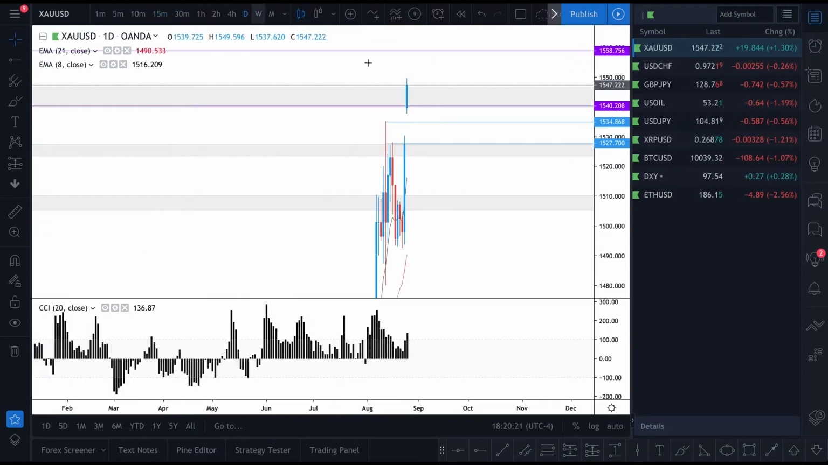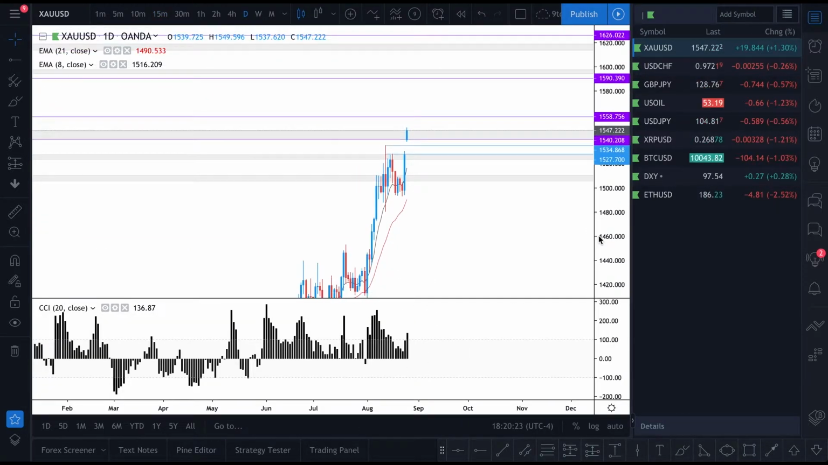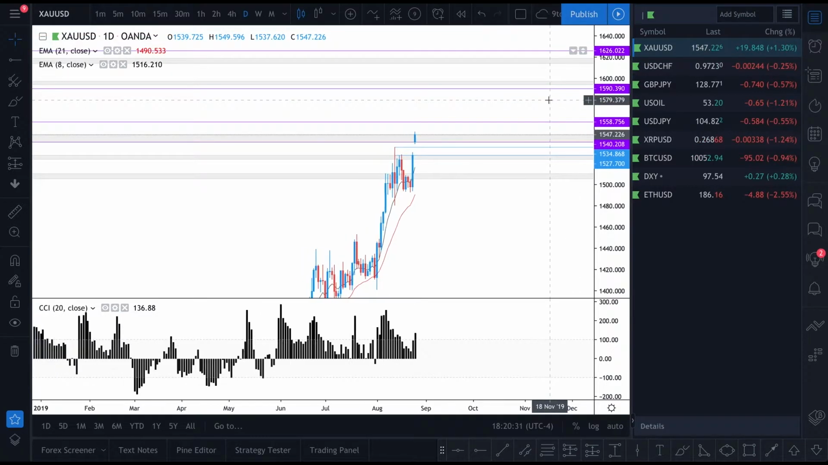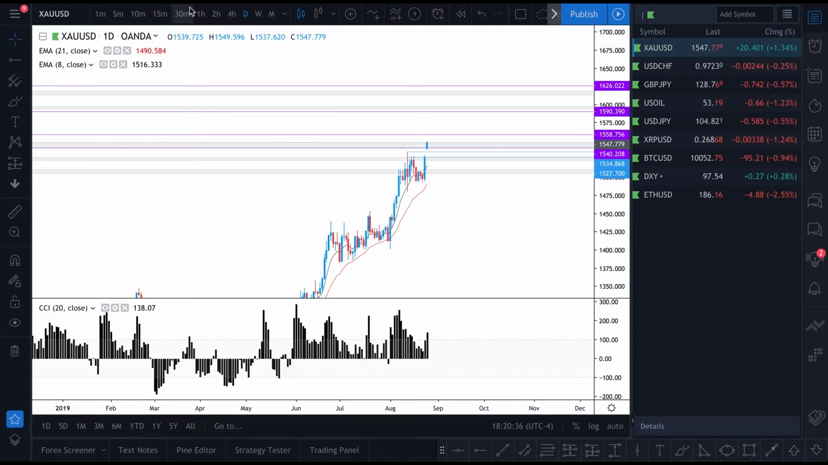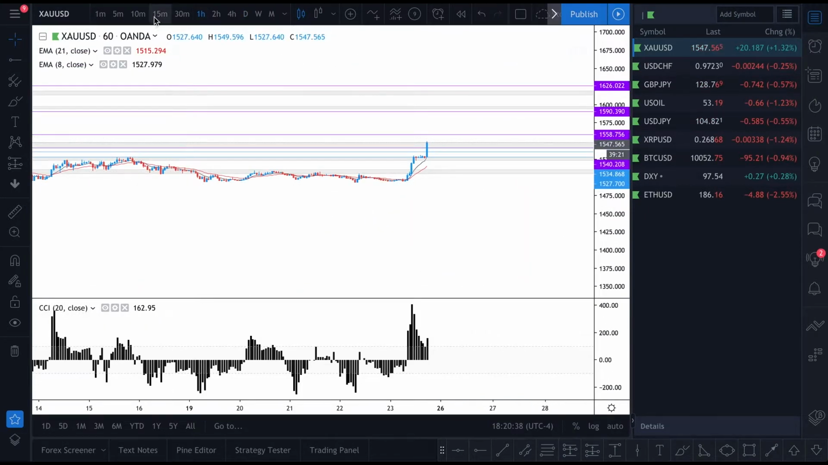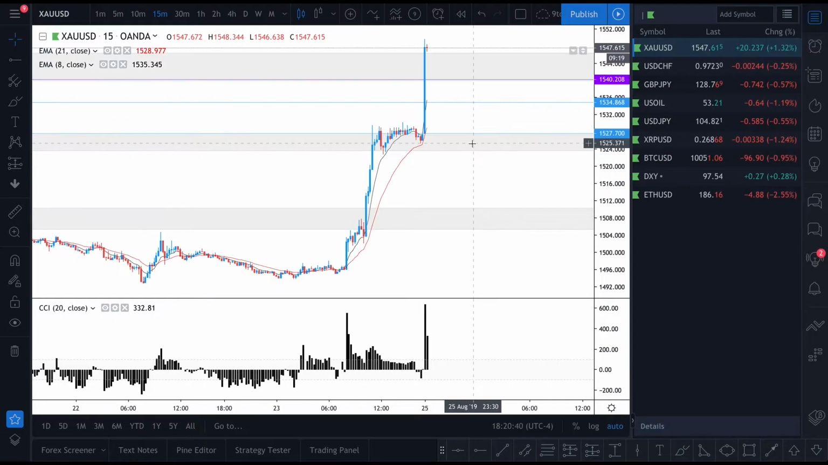I'll just give you some of my levels I have for gold as well. First one being 1558, next one being 1590 area, and then 1626 area. And these are just daily levels, so it's going to take some time to get there. Just look for reversal patterns on the lower time frames so you can get in.